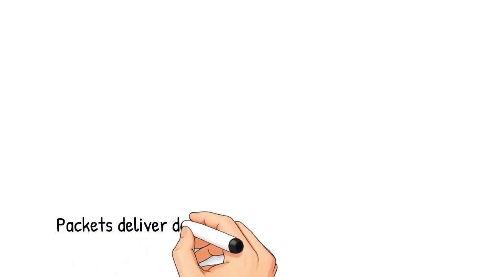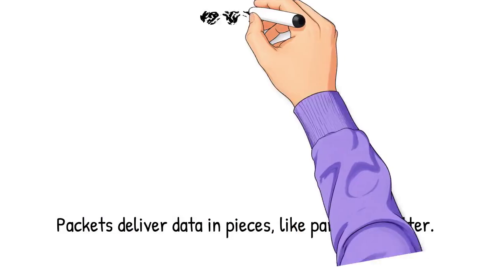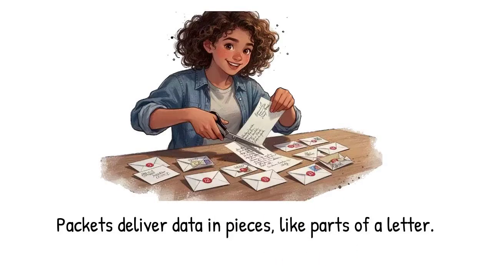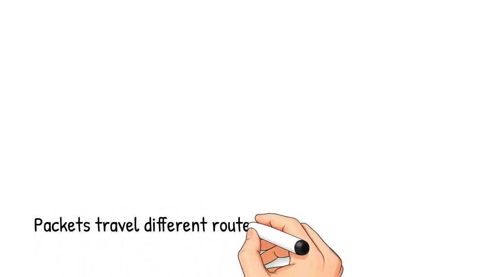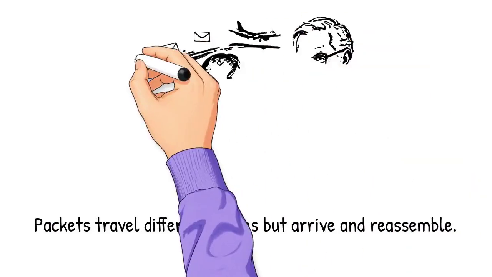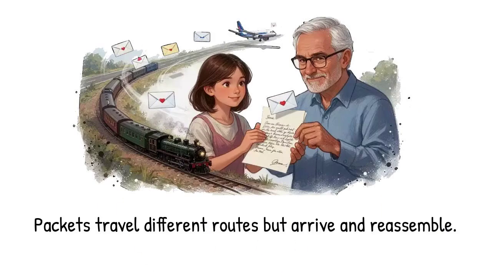To understand packets, imagine sending a long letter to a friend, but instead of sending the letter as one big envelope, you cut it into hundreds of small pieces. Each piece is placed in its own tiny envelope, labeled with the destination address, the return address, and a sequence number, so your friend can reassemble the letter in the correct order. These envelopes travel through different routes, some by road, some by air, some by train, but eventually they all reach your friend, who puts them back together to read the full message.